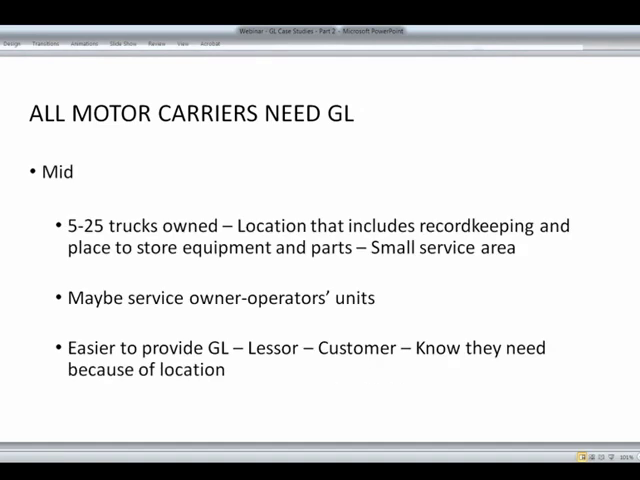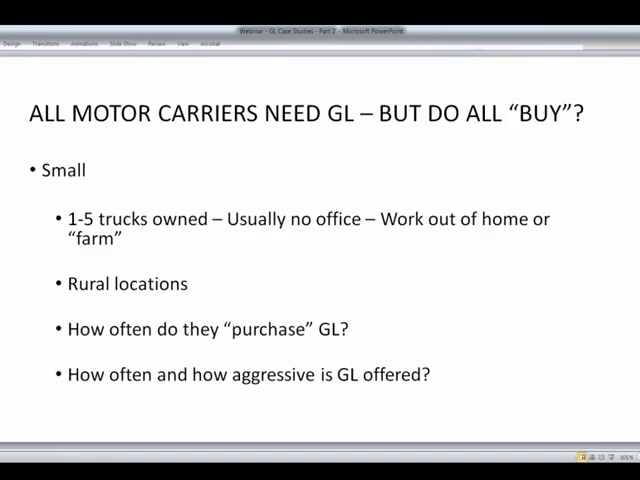We made a comment that all motor carriers need general liability, but all do not buy. We had some discussions in a couple of classes we did about how many of your insureds with less than 5 power units buy a general liability policy. Very few do. So the first thing I would hope is that you would take this series of classes, the presentations we have done, to encourage your insureds to get a GL policy. We'll talk more about that cost and how to provide it later.